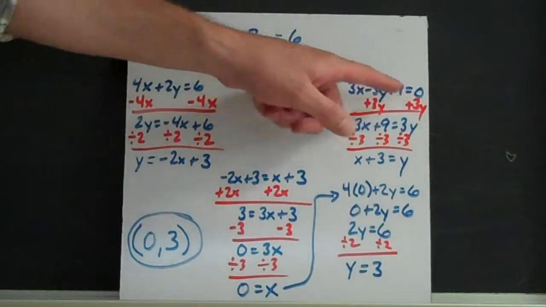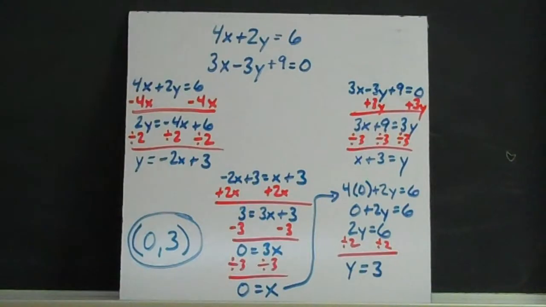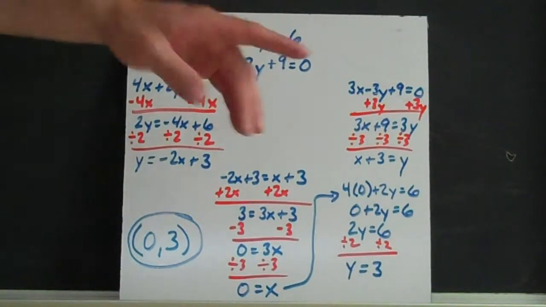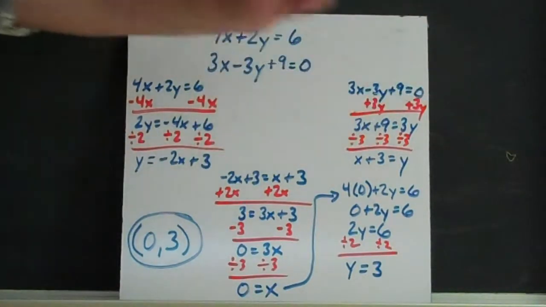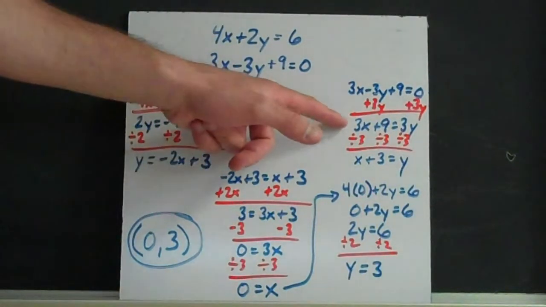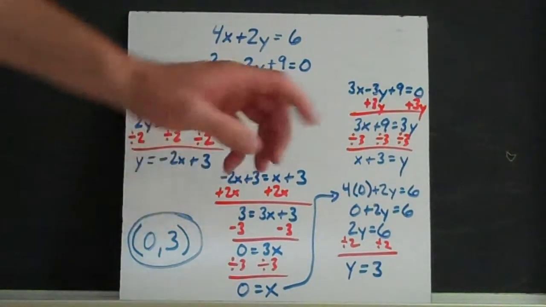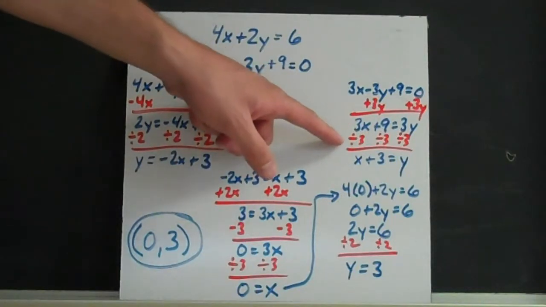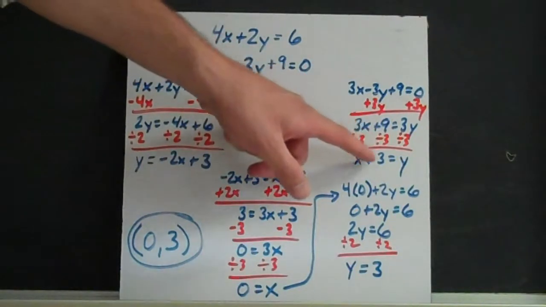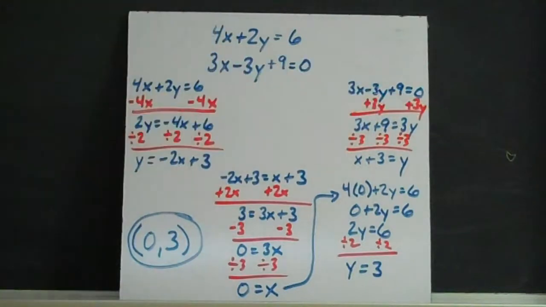Over here, since I want my y to be positive, I'm just going to move that over to the other side first. So I'm going to add 3y to each side. I get 3x plus 9 equals 3y. I just want y though, so I'm going to divide everything by 3. 3x divided by 3 is x, 9 divided by 3 is 3, 3y divided by 3 is y. So I have the equation y equals x plus 3. Doesn't matter that it's written in reverse order.